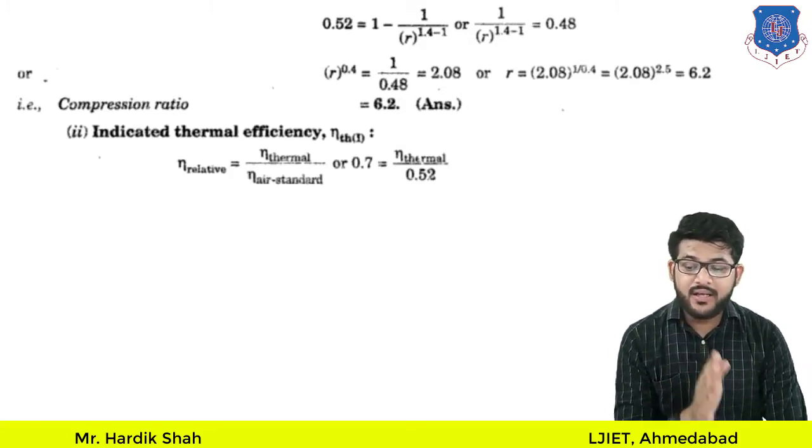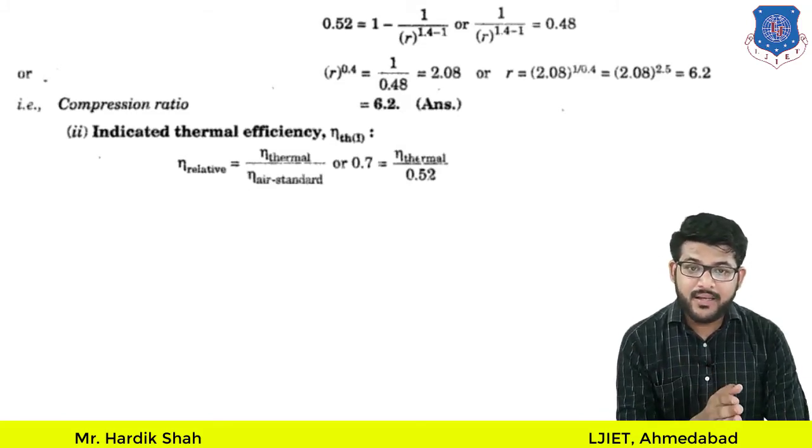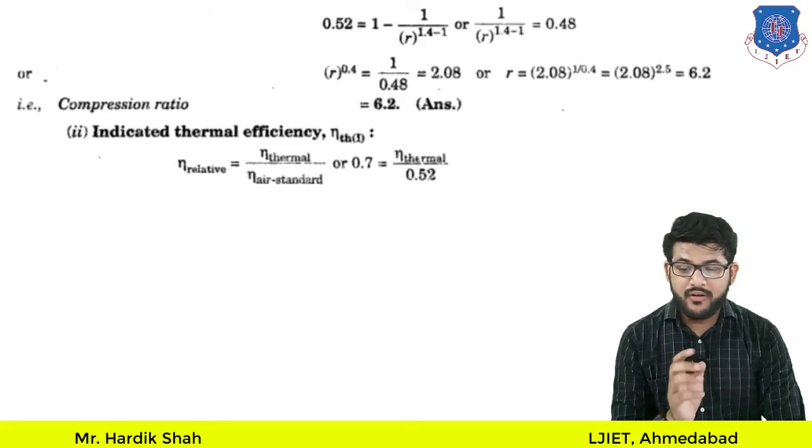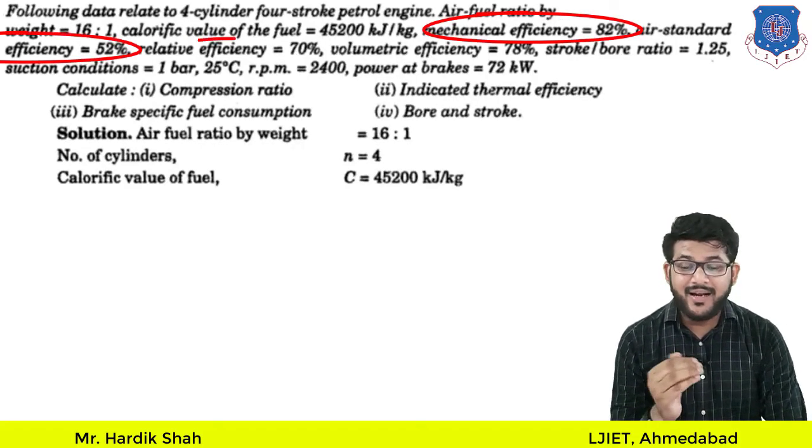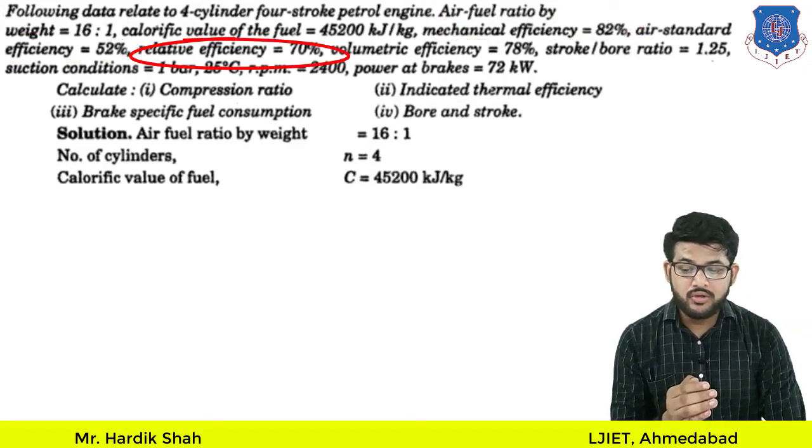Now here we are given eta relative also. Thereafter we are also given eta mechanical. Okay, let me show you first what we are given. Eta mechanical is given, eta air standard is given, eta relative is also given. Fine. And volumetric efficiency is also given. So we will use both of them here.